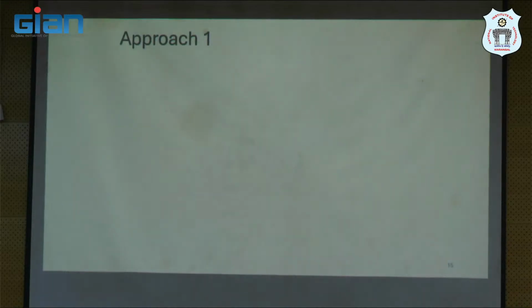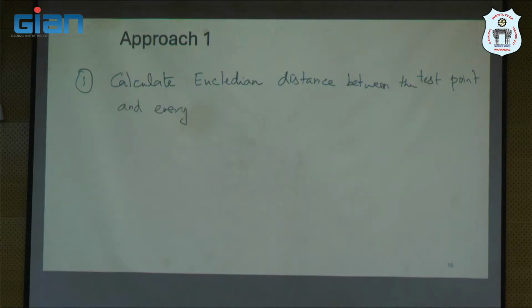Okay? So if I write down the approach, step 1, calculate Euclidean distance. There are different types of distances, so we will use the simplest one for this workshop. Euclidean distance between the test point and every point of the training data set.